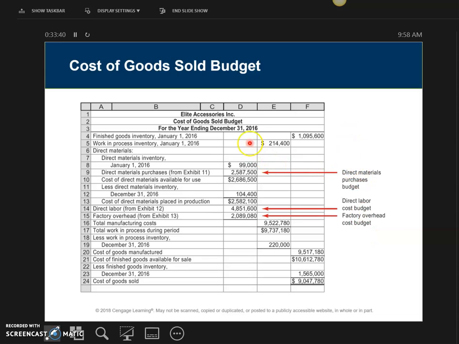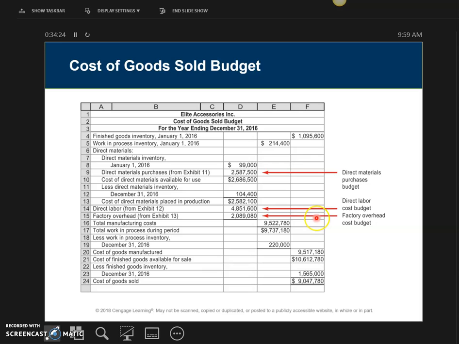So we're going to start over here. The third column is my beginning finished goods, which was given to us. Here's my beginning WIP. And over here are all my components of the WIP, the DM, the DL, the factory overhead. So this is my beginning direct materials inventory, just given to us on the previous slide. Here's the number of direct materials costs that I need to buy. So add them together, and I have cost of direct materials available for use, minus what's left already on my shelf, will tell me the cost of all my direct materials that go into my WIP account.